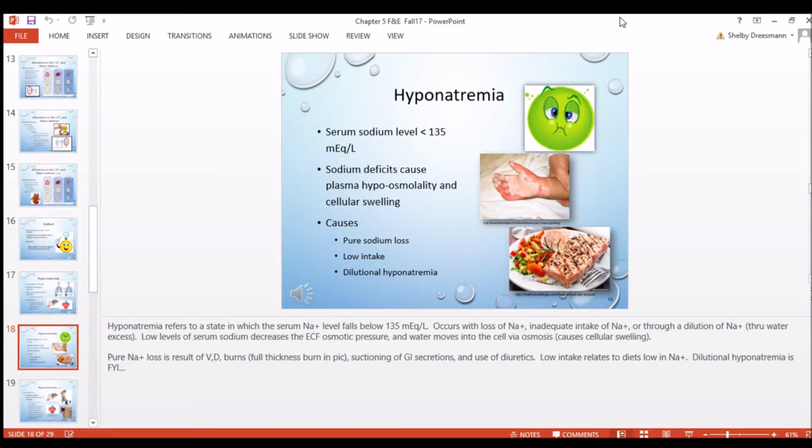Moving on. Hyponatremia is when we have low levels of salt, below 135 milliequivalents outside of the cell, and this would cause a hypotonic solution. This could cause cellular swelling because we don't have enough solutes outside of the cell. So the water is going to follow the solutes inside of the cell, causing cellular swelling. This can be caused by burns, suctioning of GI, the use of diuretics, and low diets in sodium.